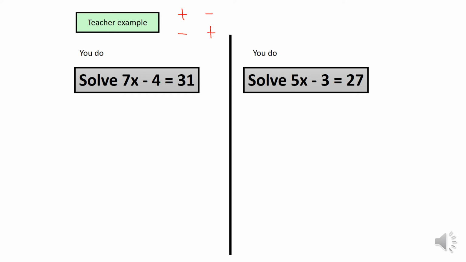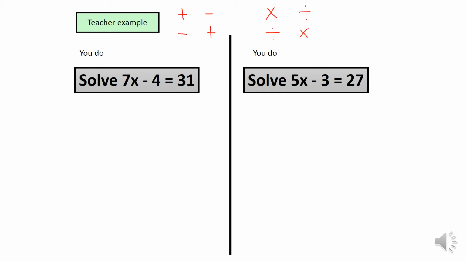Likewise, what is the inverse operation of multiplication? The inverse operation is division. And again, what is the inverse operation of division? The inverse operation of division is multiplication. So we need to know these things before we start this work. The question says 7x minus 4 equals 31. The first thing we need to do is look back at our inverse operations.